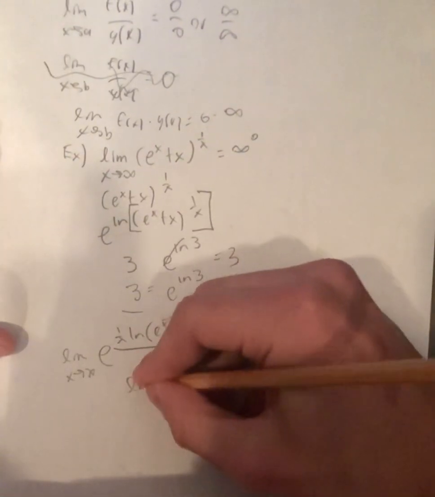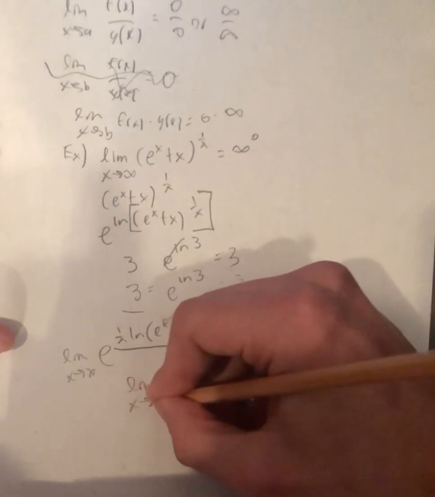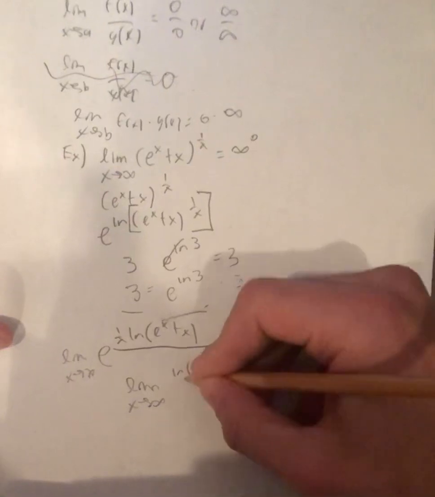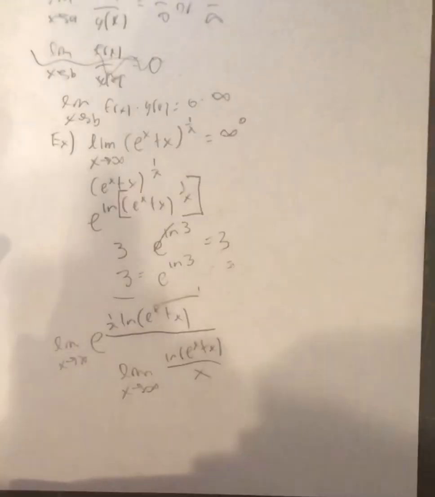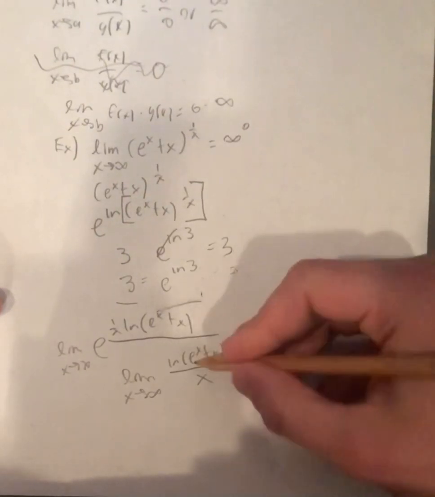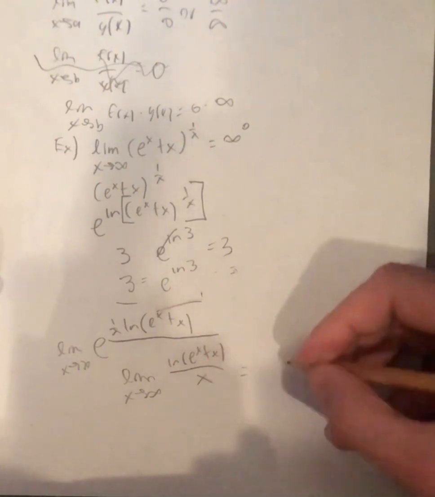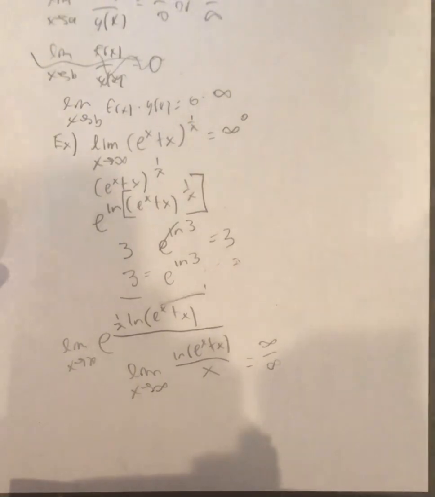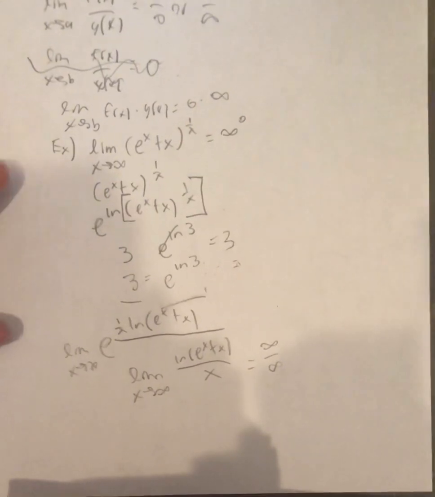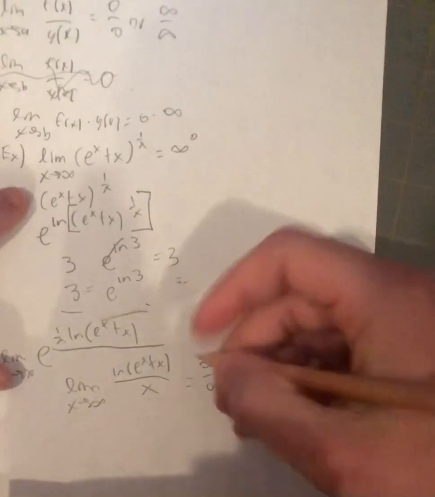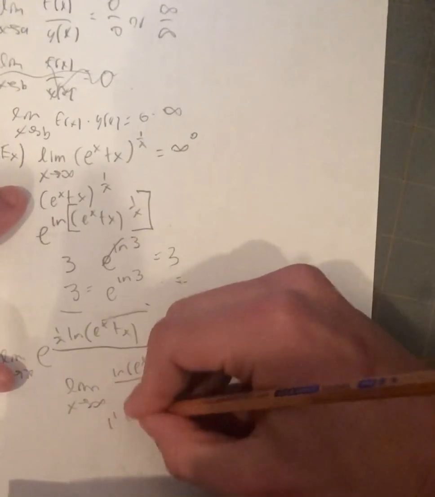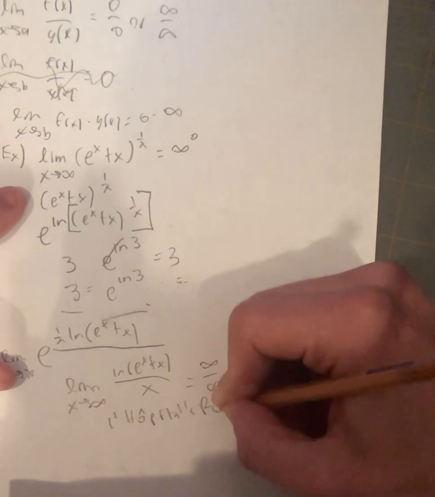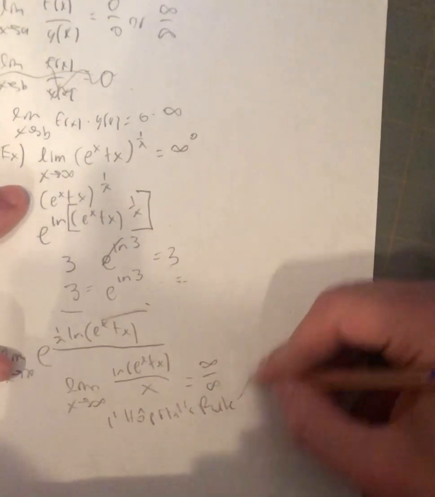If we examine that part, it's just ln of e to the x plus x, over x, because it's 1 over x. And when we plug this in, we should get infinity over infinity. Okay, that's awesome. Now we can use L'Hopital's rule. So we're going to take the derivative of the top and the bottom.